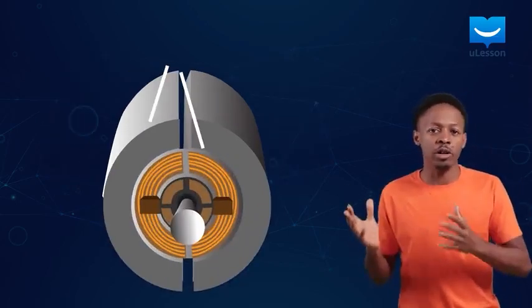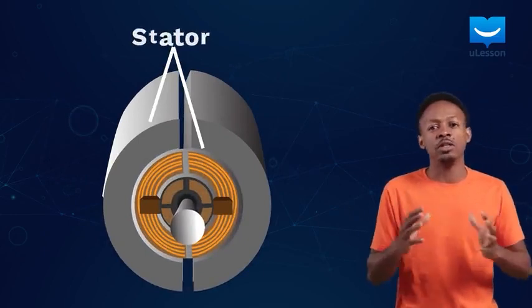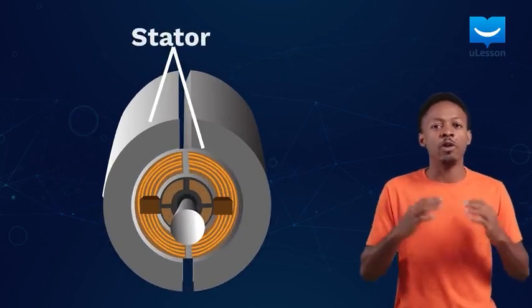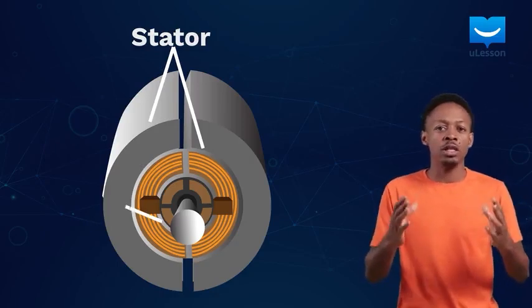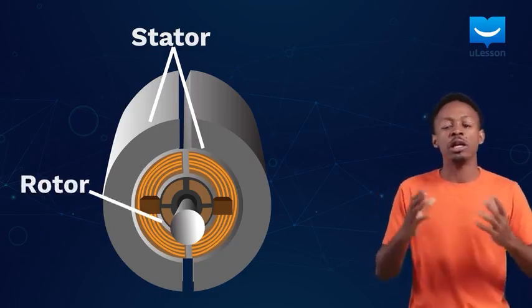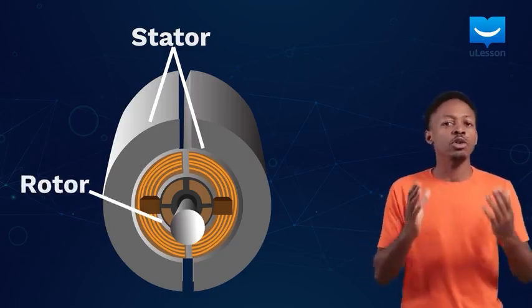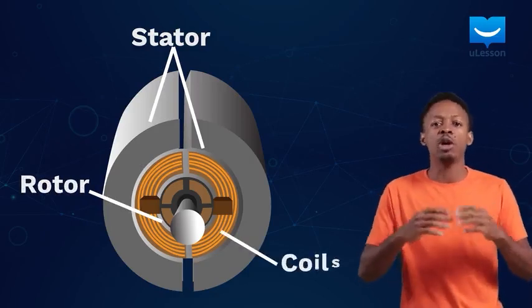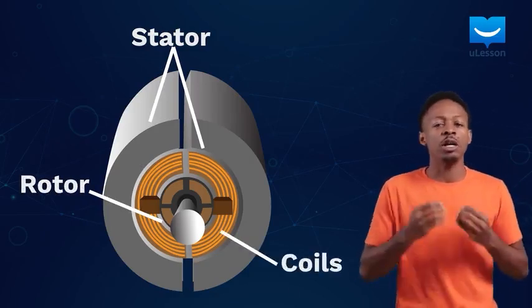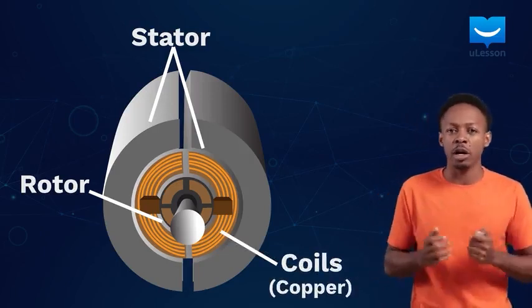This large area over here is called the stator. The stator is made up of a core that has two or more magnets attached to it. Inside the stator is the rotor that is allowed to rotate. The rotor has a set of wires wound around it in a number of turns that make coils. These coils are usually made from copper wires.